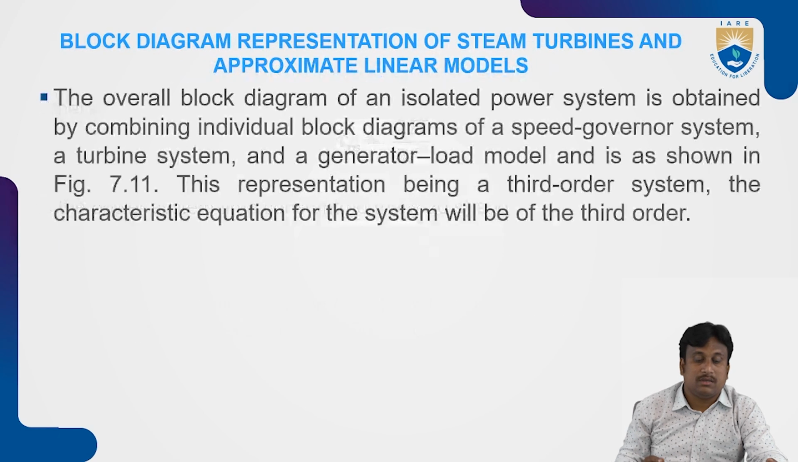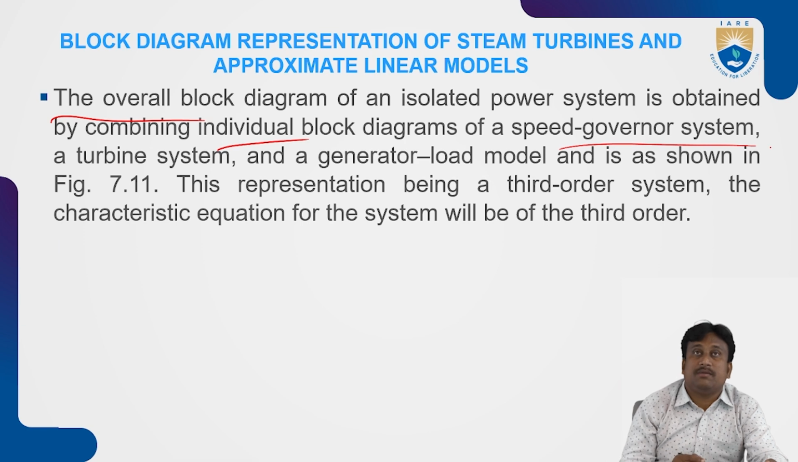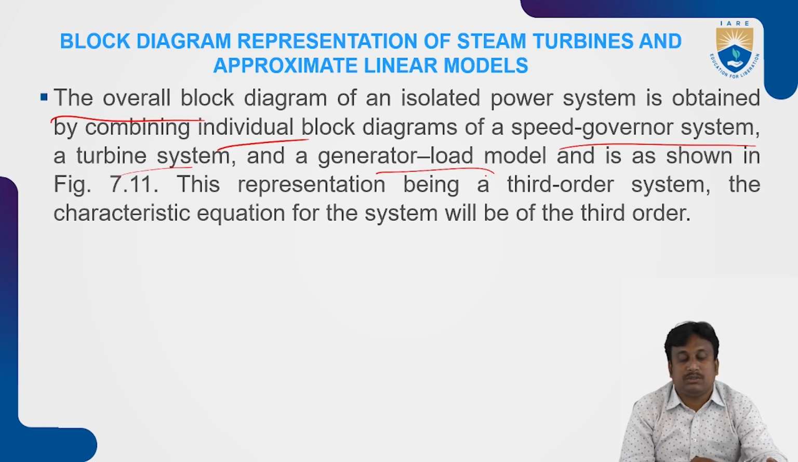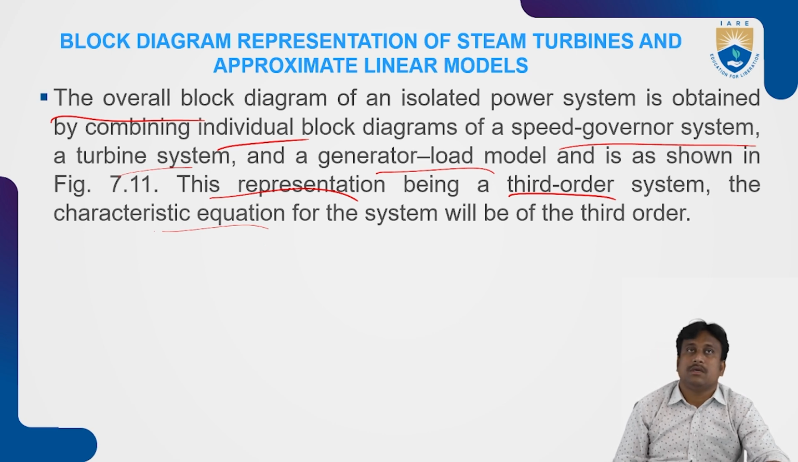So the overall block diagram of the isolated power system is obtained by combining the individual blocks of the speed governor system for a given turbine model, and a speed generator load model, as shown in the figure. This representation is a third order system, so the characteristic equation for the whole system will be of the third order. Likewise we can make the entire system a third order model system.